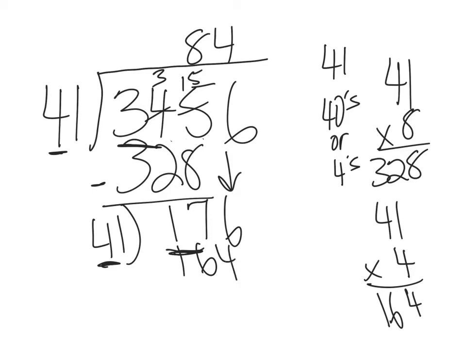That's 164 underneath. I'm going to go through the same steps. I'm going to subtract. This time I don't have to regroup. And then now I'm going to check. It looks like on this one I have a remainder of 12. So I've got 84 with the remainder of 12. I know I'm finished. I don't have anything else to bring down.